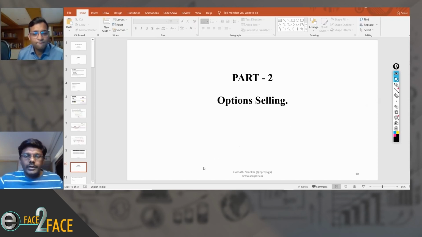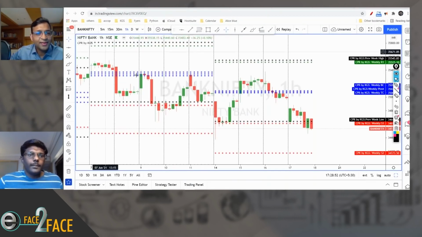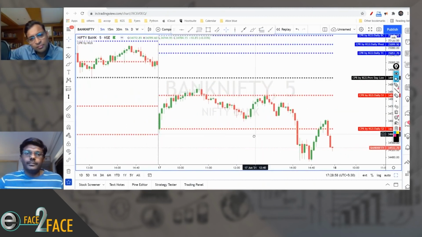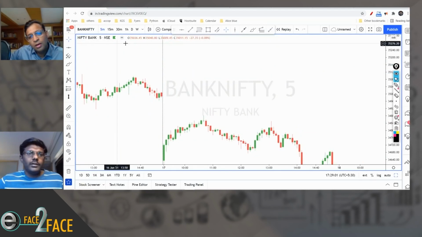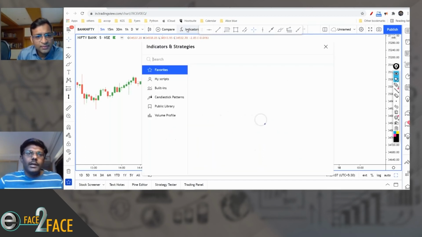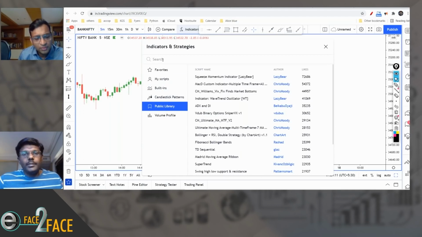Now we saw the introduction about CPR. Let me show you in charts so that you will understand better. So this is basically a CPR indicator. Let me start with how to apply the CPR indicator in charts. This is the TradingView terminal. I'm going to indicators, and I'm going to public indicators, the public library. Now I'm searching for CPR.